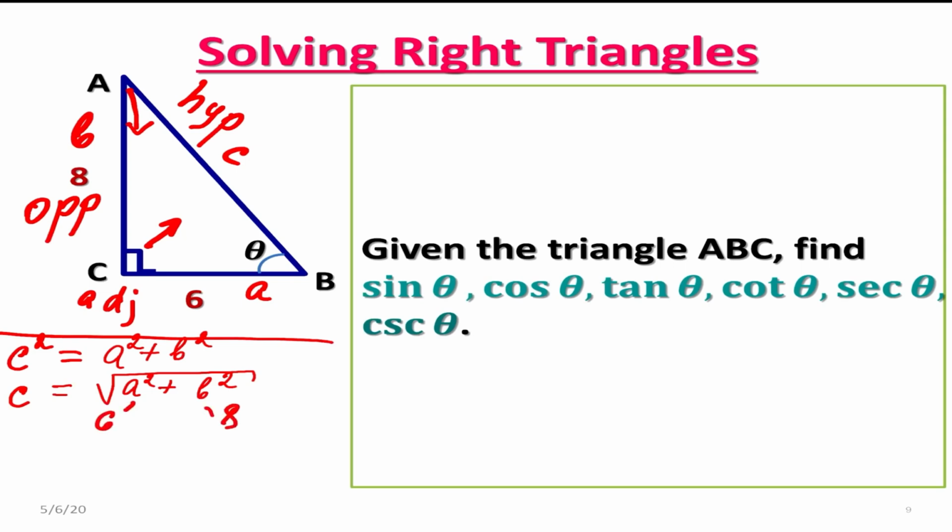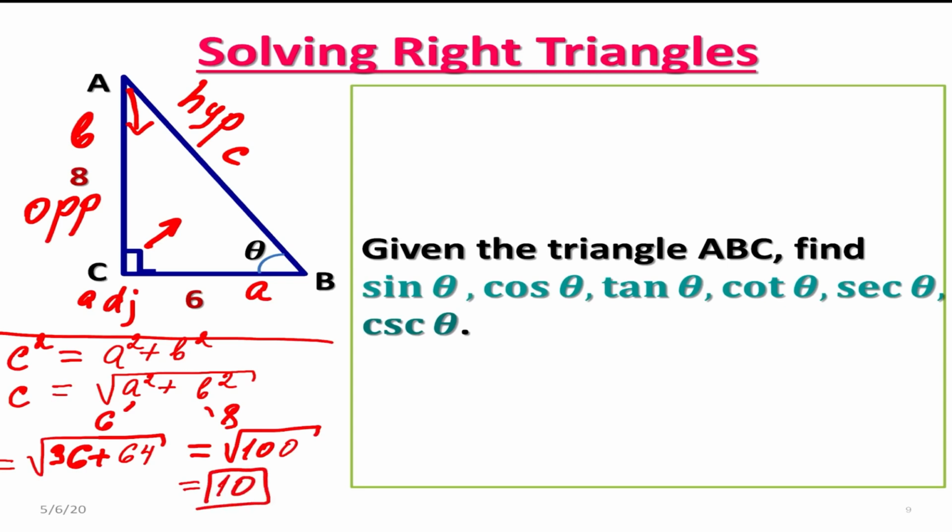So a is 6 and b is 8, so it's gonna be a square root of 6 squared, which is 36, plus 8 squared, which is 64. So it's gonna be 100 underneath the root symbol, and square root of 100 is just 10. So the hypotenuse, the longest side, is gonna be 10, and we can label it on the right triangle. Now, we know everything in order to find trig ratios.